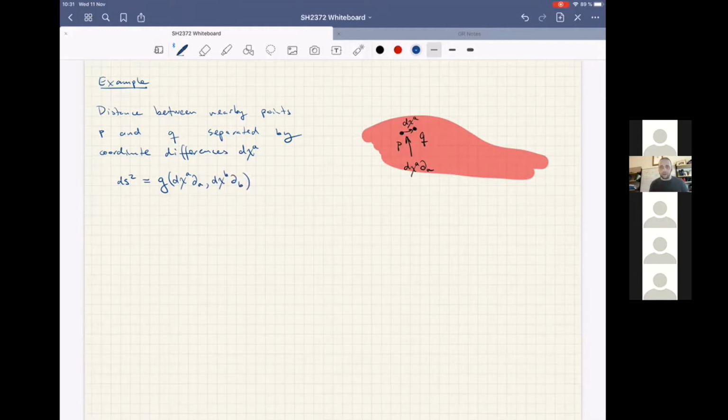But now the metric is linear, so we can move these coordinate differences outside, and we are left with g of ∂_a, ∂_b, d chi a, d chi b, and this thing that we have here, that's just the definition of the metric tensor components. So this would be g_ab d chi a d chi b, and this is called the line element.